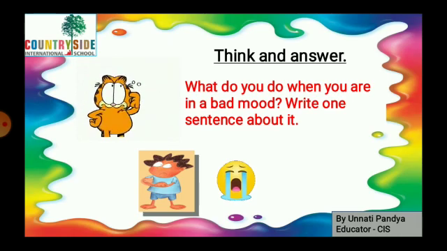Now you have to write about what you do when you are in a bad mood. Being in a bad mood means being unhappy or being upset, right? So what do you do? That you have to write. You may start your sentence like this: when I'm in a bad mood, comma, I, and then continue your answer. Remember, you have to write only one sentence about it.